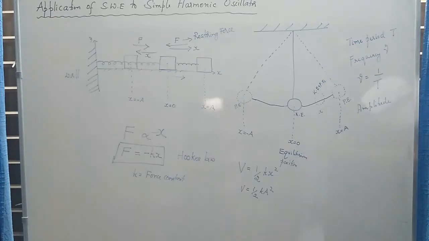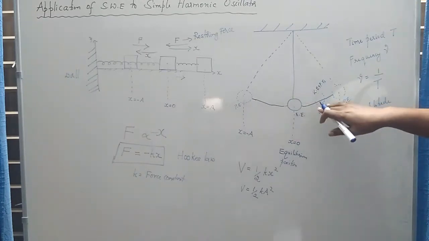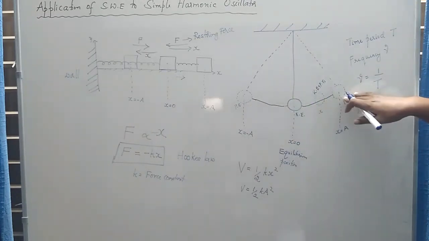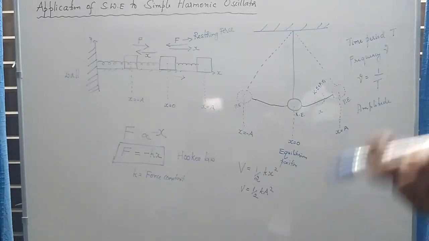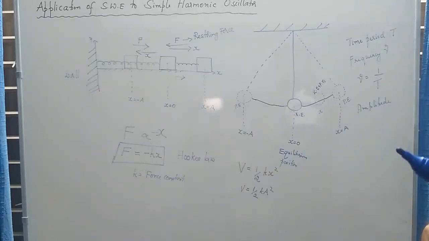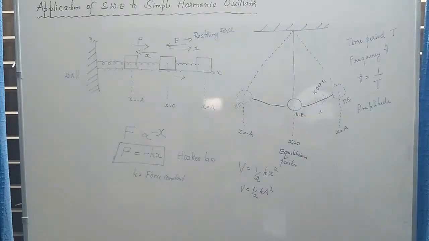Okay, you know that the energy is always conserved. So whether the particle is at the equilibrium or at some intermediate position or at the extreme position, total energy remains always the same. But what is the nature of the total energy? It depends on the position of the particle. If the particle is at the equilibrium position, kinetic energy will be maximum and all the energy is in the form of kinetic energy.